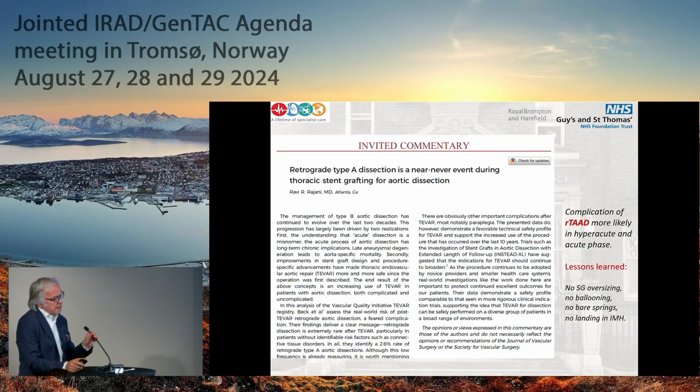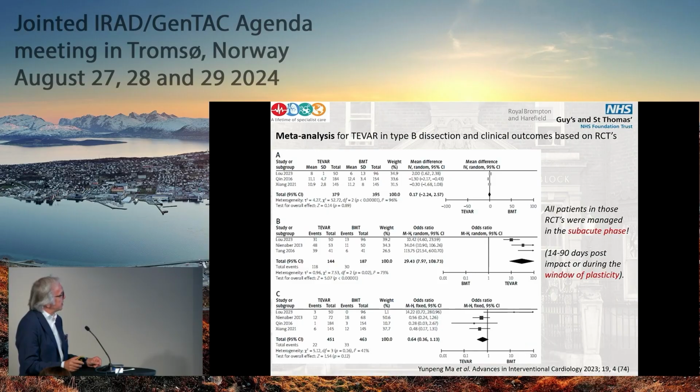There is a lot of talk recently about the risk and the decreasing risk of retrograde type A dissection in the context of elective stenting. And this commentary here basically came to the conclusion that retrograde type A dissection as a result of TEVAR is more likely in the hyperacute and acute phase. However, we all, with time over the last 15, 20 years, learned that there are some no-goes in the context of stent placement, such as oversizing, ballooning, use of bare springs in the proximal end, and of course learning in intramural hematoma is something to avoid, also this particular dangerous complication.